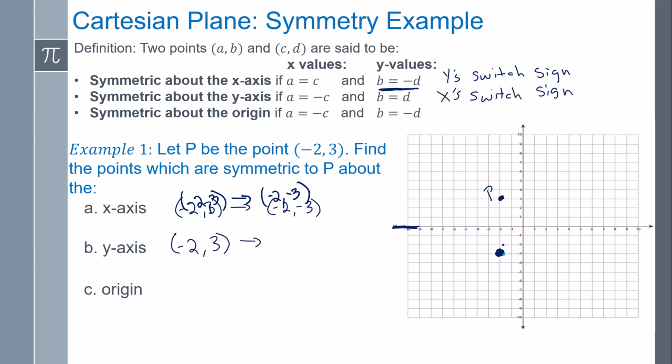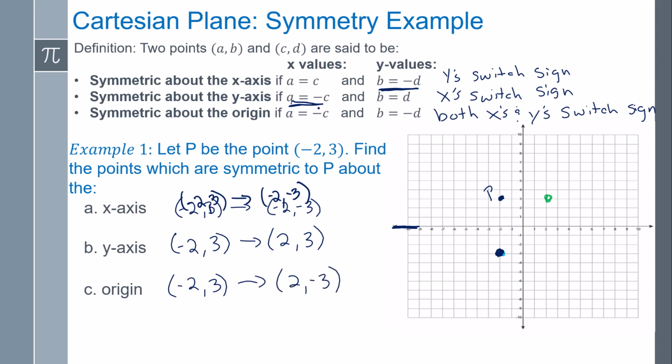And then if I wanted to find the symmetry about the y-axis, I'm going to add a negative to the x value. So if I add a negative to the x value, negative 2 with a negative added gives me positive 2. So then we have (2, 3). And then for the origin, you add a negative to both. So a negative to the negative 2, which is positive 2, and a negative to the positive 3, which is negative 3. These are the points that create that symmetry.